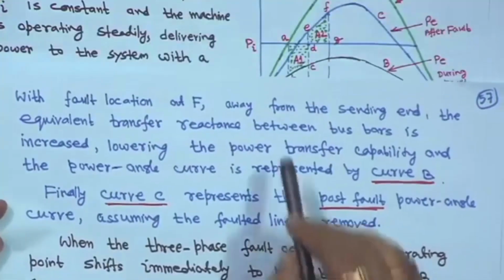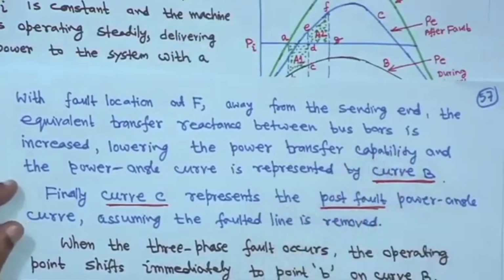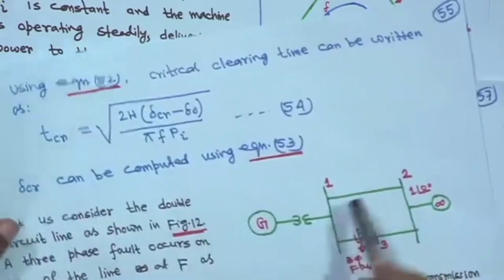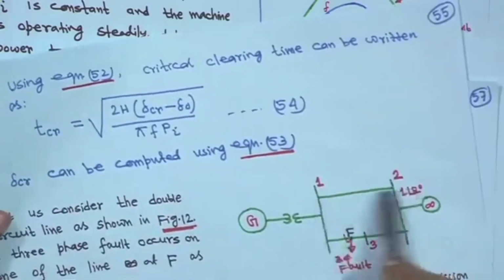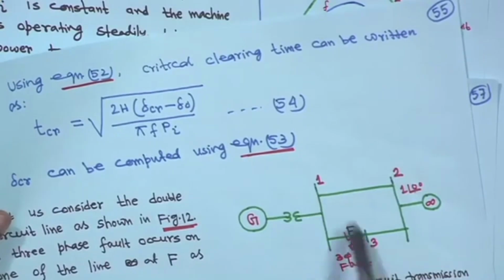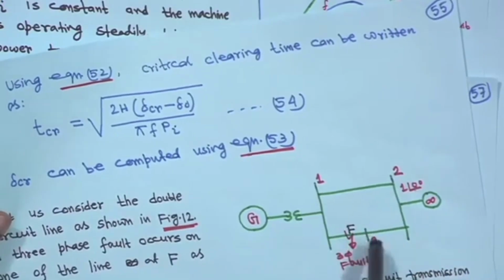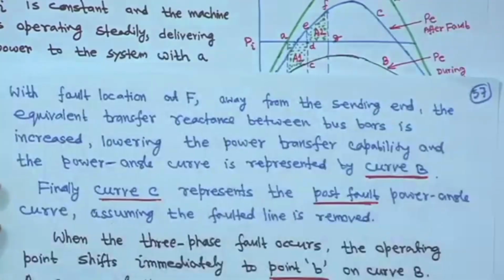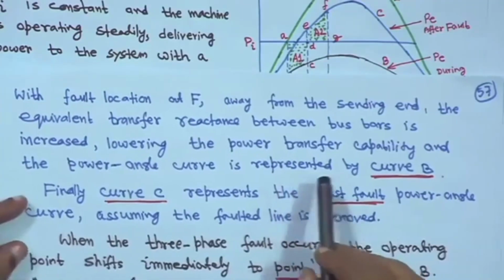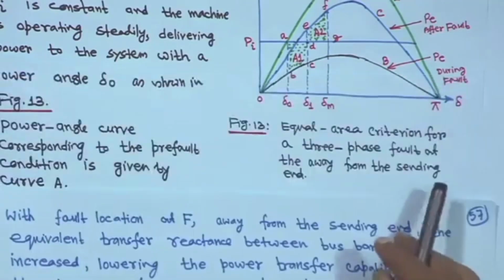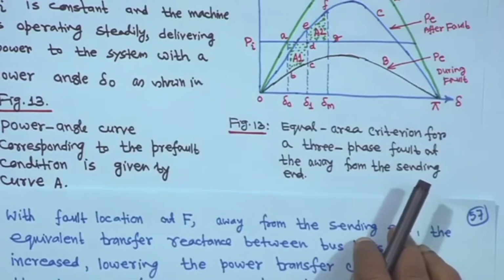The equivalent transfer reactance between the bus bars is increased. We will see this through an example later on: the equivalent transfer reactance will increase, because the fault is away from this bus. So reactance has increased, and we know power transfer in general is equal to V1 V2 upon X sin delta. If X increases, then naturally power transfer will decrease.